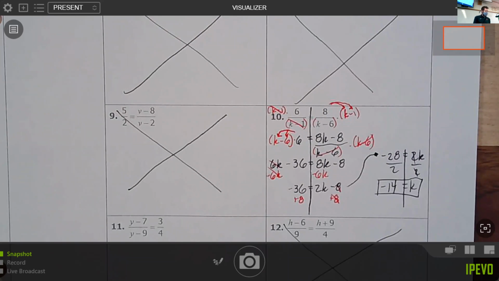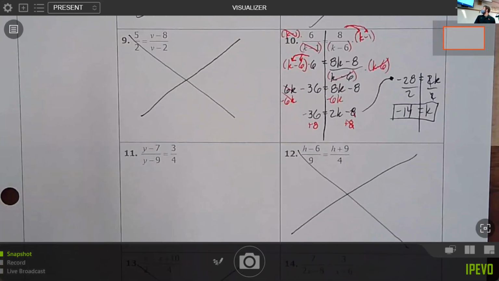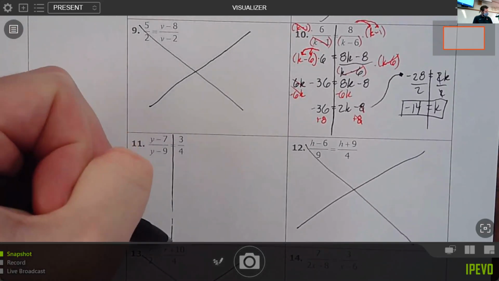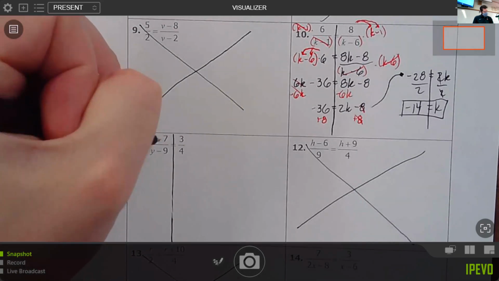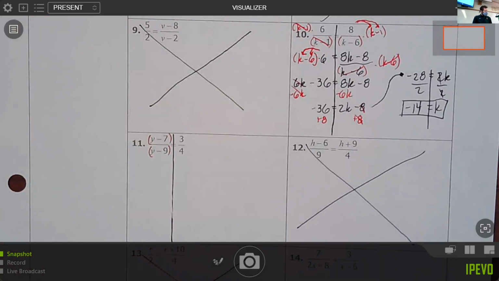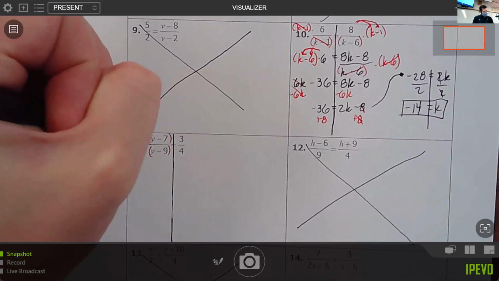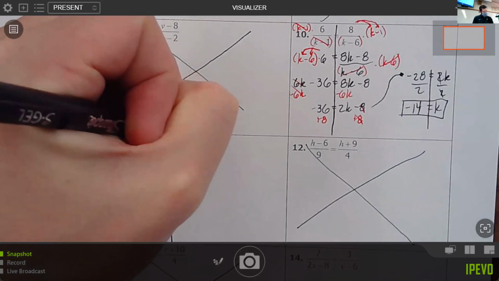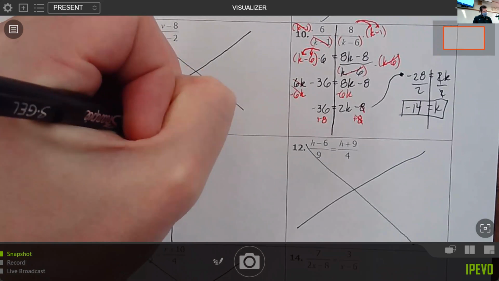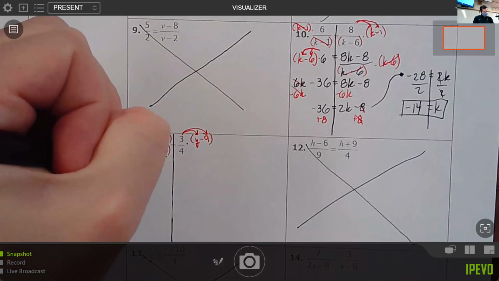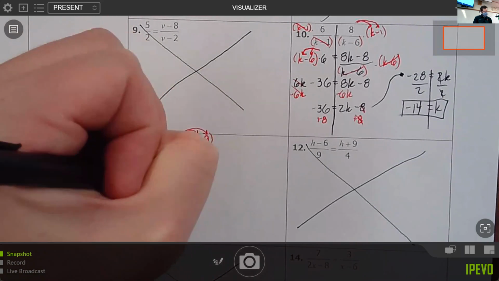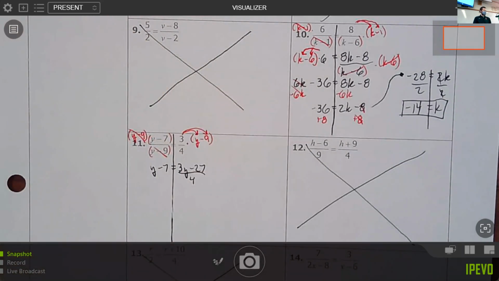All right, next one is number 11. Got some groups over here, y minus 7, y minus 9. So we'll start by multiplying both sides by the left denominator, which is the y minus 9. So those cancel on the left. On the right-hand side, y minus 9, distribute 3. So we got y minus 7 equals 3y minus 27 over 4, because we still have that denominator.